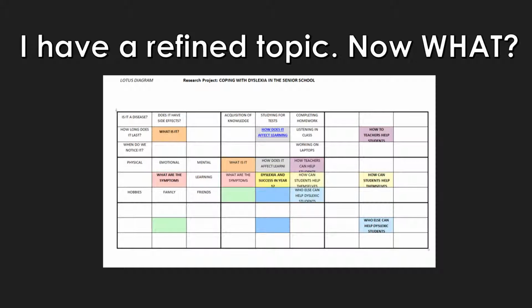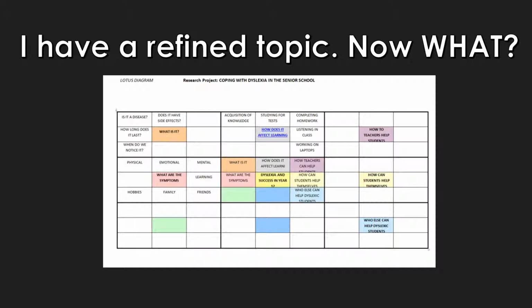helpful. Now remember, with the research project there is no one way to do things, so there are multiple different strategies that you can use. These are just suggestions that might get you in the right direction. This person had refined their focus to dyslexia and success in year 12, but they weren't really sure where they were going to go next.